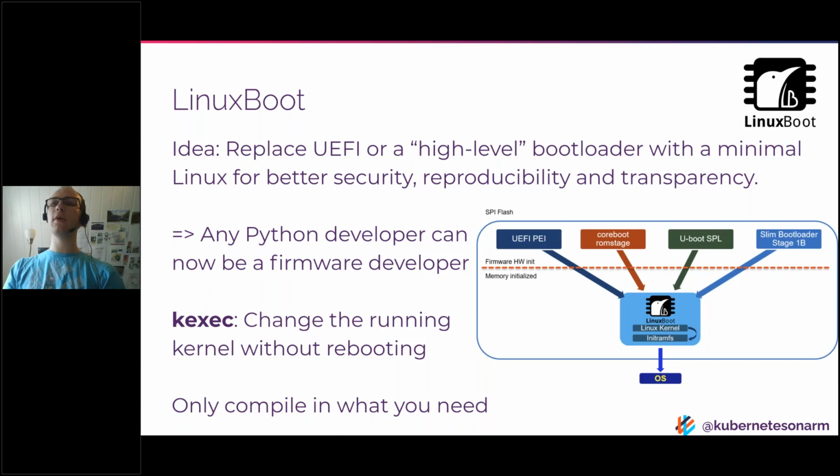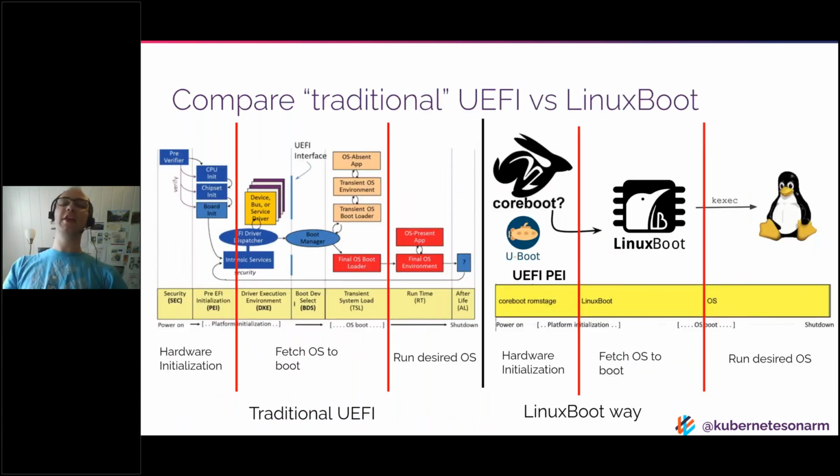So now compare this traditional UEFI initialization flow with the Linux boot initialization flow. In the beginning, there are 3 or 4 boxes. That's, I guess, okay. But then in the fetch OS to boot part of the UEFI on the left side, there's a lot of different things, and a lot of different custom things for each UEFI implementation. Then if we just replace all of that with Linux, the picture becomes quite a lot cleaner. And then after that, you kexec and you're in the target OS.